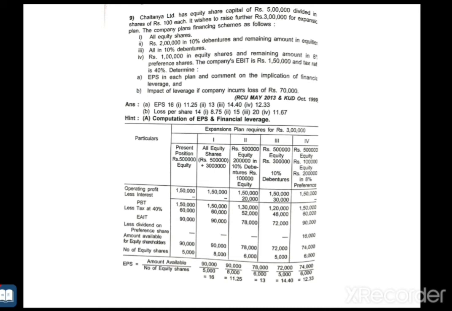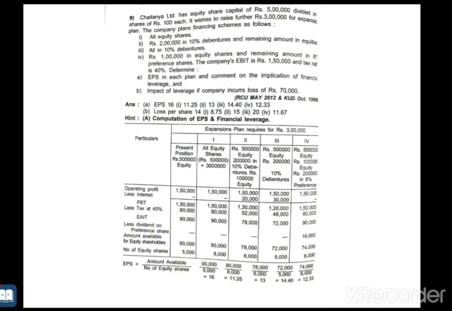Among the 4 EPS, don't take the existing one. After calculation of EPS, existing is not important. Among the 4 expansion plans, which plan is good from the company's point of view? So plan 1 11, plan 2 13, plan 3 14, and plan 4 again 12. Among these, which is the highest EPS? That is plan 3. So we recommend to the management that plan 3 is suitable for the company, because plan 3 has a 14.40 EPS, earnings per share.